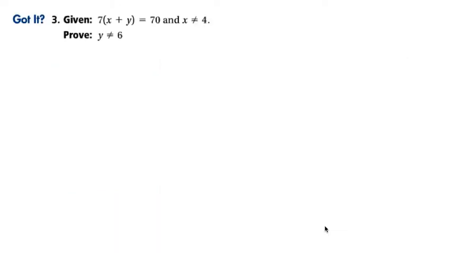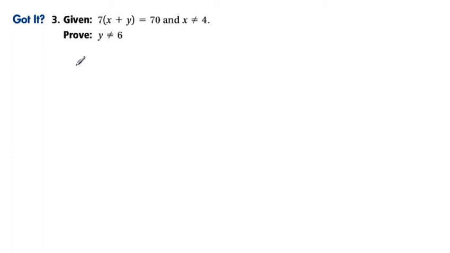Here's one for you to try. See if you can prove this one. We're trying to prove that y is not equal to 6. So your assumption will be the opposite of that, and see if you can go ahead and prove this to be false. All right, I hope you gave that a try. Let's take a look at what we would do to prove this to be false.